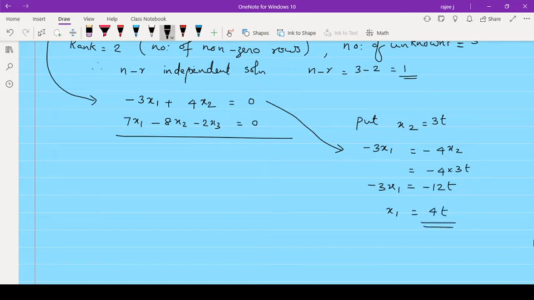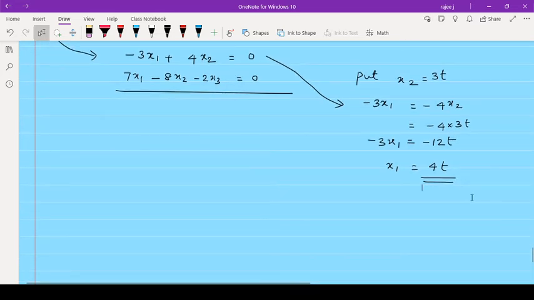This is why I did this. I do not want to keep the fraction. If you are comfortable with keeping the fraction, it is okay. You can take x2 equal to t, t by 2, 2t, 3t, anything like that. The only thing is that I don't want that fraction there, so I just put x2 equal to 3t. You can take anything here, not only t, t1, t2, anything you can take.